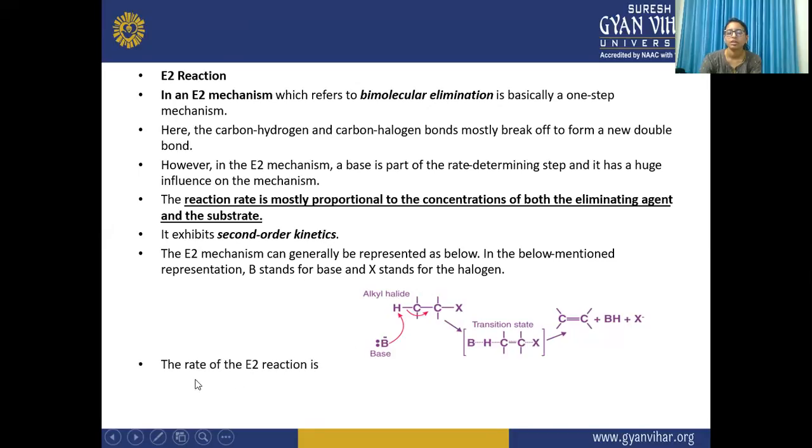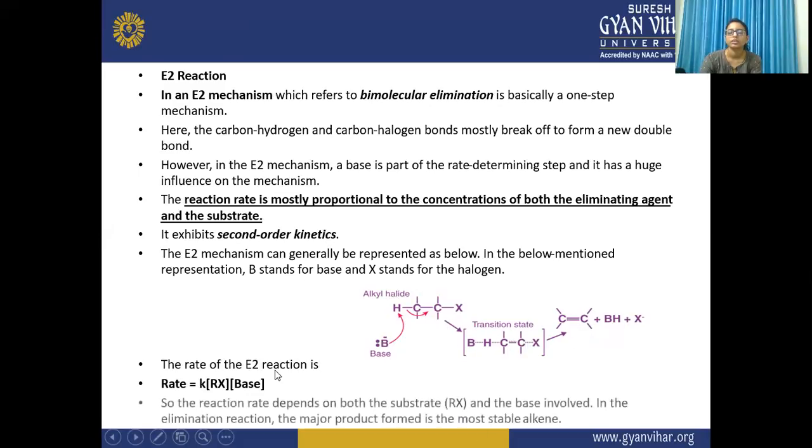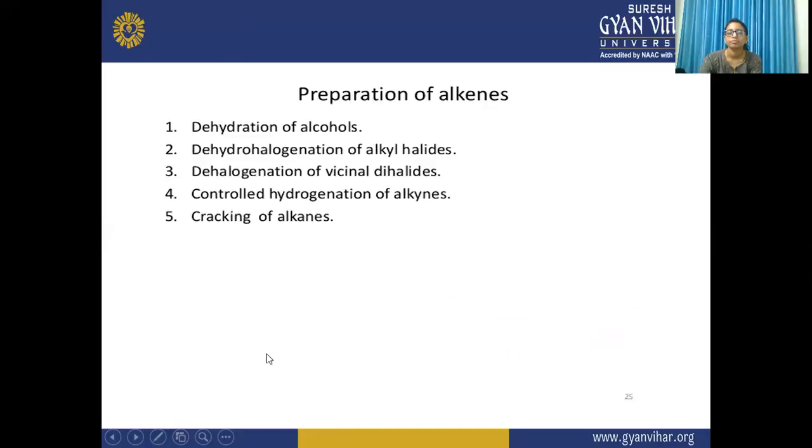The rate of the E2 reaction is rate equals k[RX][base]. RX is your reactant and base is your reagent. This reaction is a one-step process with the formation of a transition state. So the reaction depends upon both the substrate and the base involved. In this elimination reaction, the major product formed is the most stable alkene.